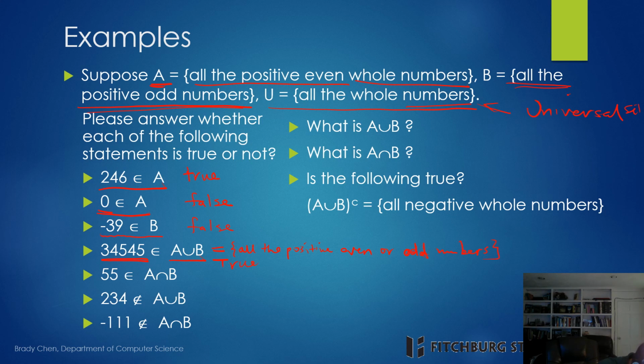Now, this one, 55. Does 55 belong to A intersection B? First we need to figure out what the intersection of A and B is. A is all the positive even whole numbers. B is all the positive odd numbers. Can you find a number that is both even and odd? The answer is no, right? So A intersection B is an empty set. So of course 55 does not belong to an empty set. False.